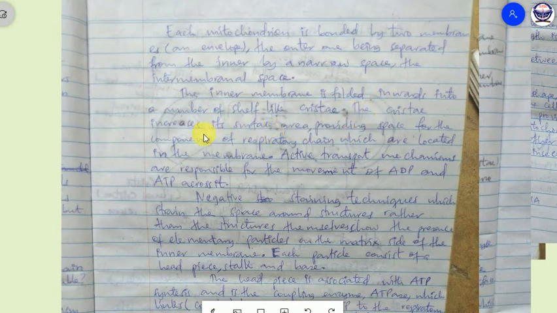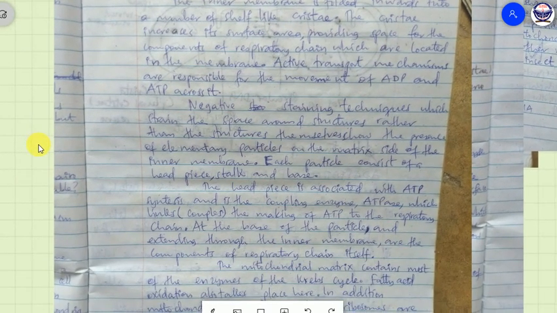Now the cristae tend to increase the surface area, providing space for the components of the respiratory chain which are located in the membrane. So cristae, as I told you, increase the surface area for the components of the electron transport chain, or respiratory chain. They are located in the inner membrane. Active transport mechanisms are responsible for the movement of ADP and ATP across it. We shall see this mechanism later in the discussion, not in this session but in the next sessions.